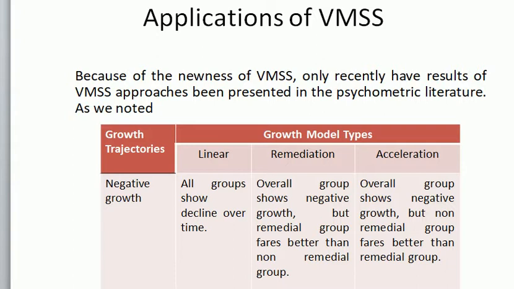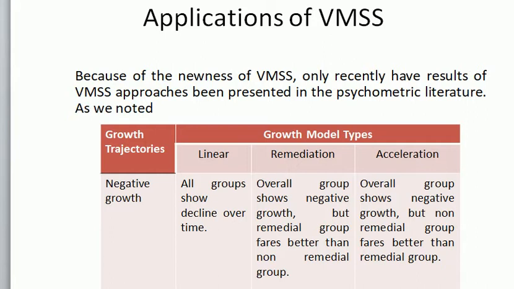Application of vertically moderated standard setting. Because of the newness of the vertically moderated standard setting, only recently have results of these approaches been presented in the psychometric literature. These results are as follows. Growth trajectories, negative growth. In this table, the comparison of all three models has been given.